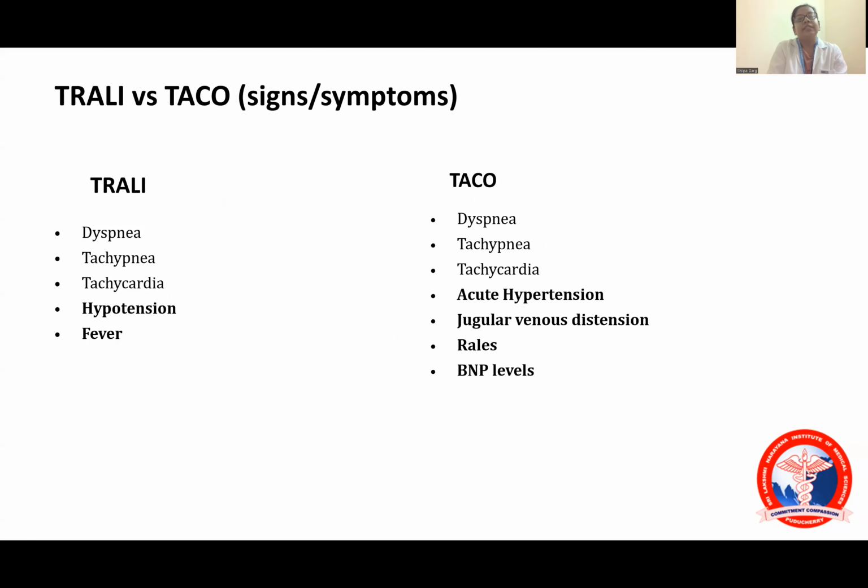How do we differentiate between the signs and symptoms of TRALI and TACO? TRALI, that is transfusion-related acute lung injury, mostly presents with dyspnea, tachypnea, tachycardia, hypotension, and fever. In the case of TACO, transfusion-associated circulatory overload, some symptoms are common, that is dyspnea, tachypnea, and tachycardia. But what are the differentiating symptoms? Acute hypertension, jugular venous distension, rales in the chest, and raised BNP levels.